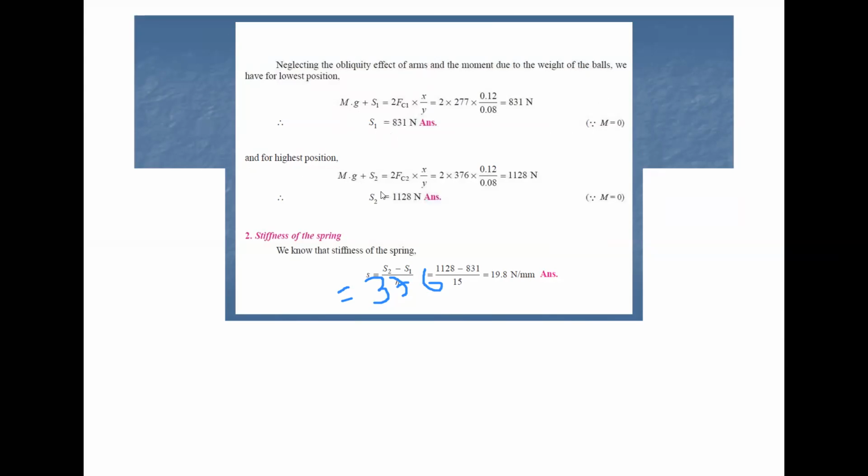Similarly, to find the highest position, it is a similar equation. Mg plus S2 equals 2 into FC2 x by y. FC2 value is 376. So 2 into 376 into 0.12 by 0.08. It comes to nearly 1128 newtons. M is again 0. So S2 equals 1128 newtons.